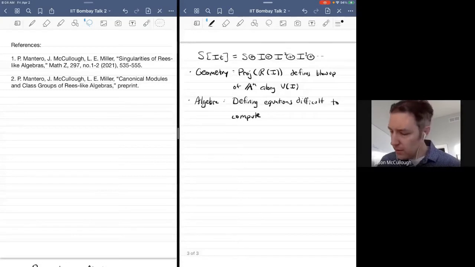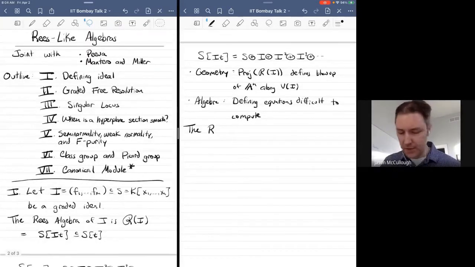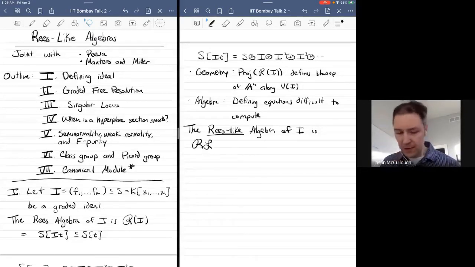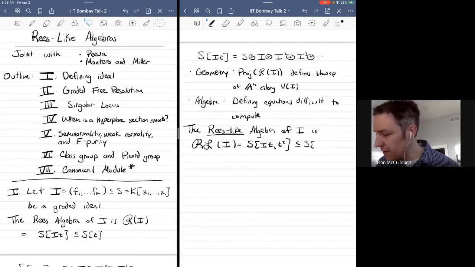So let's compare that with what we decided to call the Rees-like algebra, for better or worse. Let me denote this with a curly RL of I. The only difference between this and the Rees algebra is that you just throw in this t squared, which is sort of an artificial looking thing when you first look at it. This is again living in this polynomial extension.